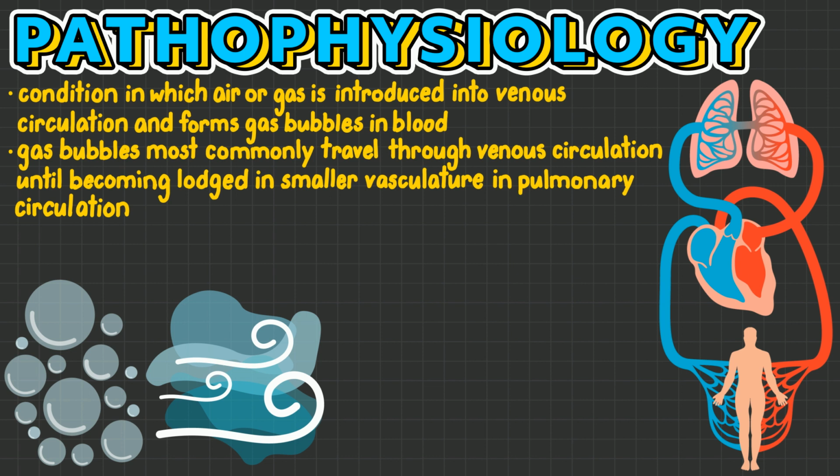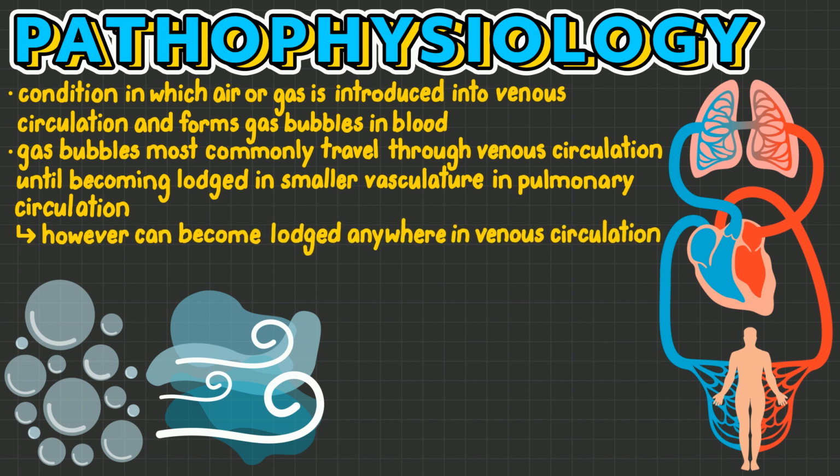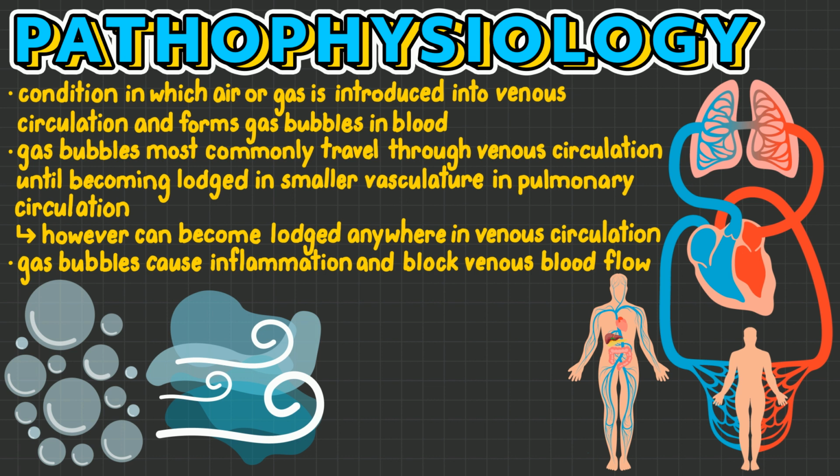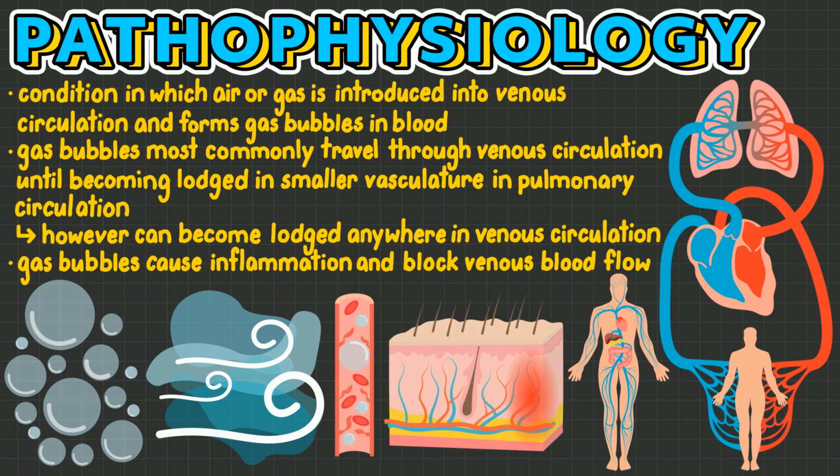These gas bubbles most commonly travel through the venous circulation until they reach the pulmonary circulation, where they become lodged within smaller vasculature. It is, however, important to note that these gas bubbles can become lodged anywhere in the venous circulation. Where they do eventually become lodged, they result in inflammation and block venous blood flow.